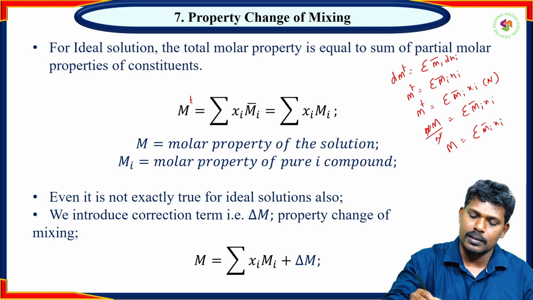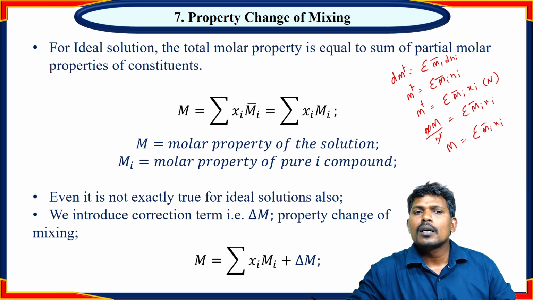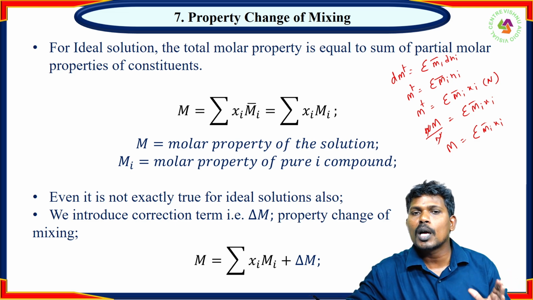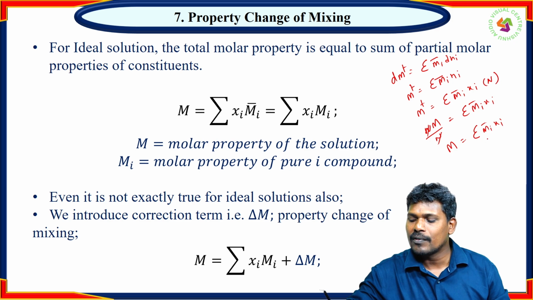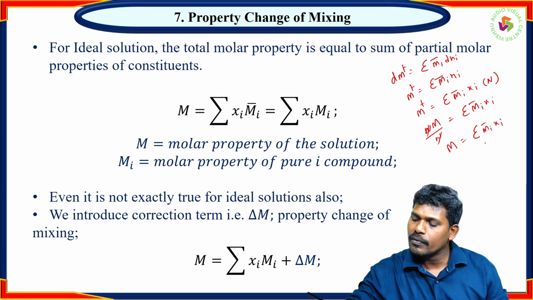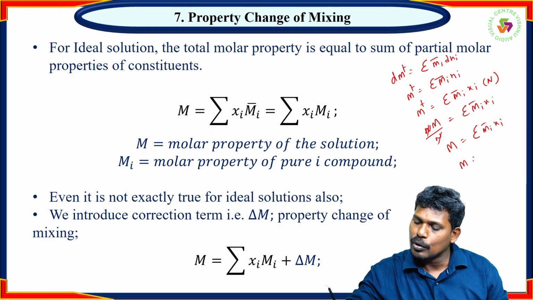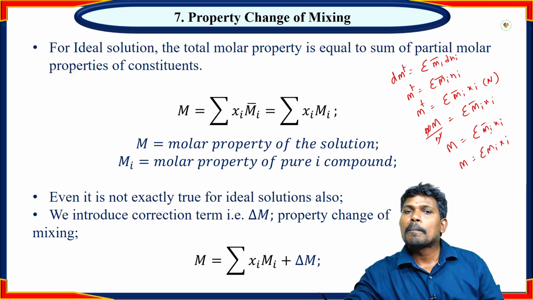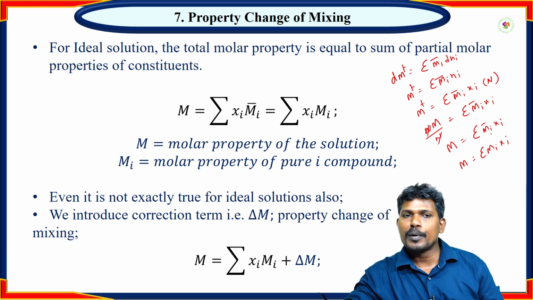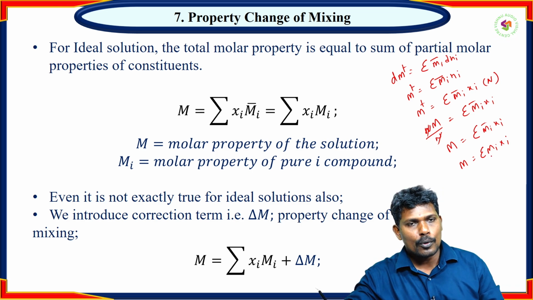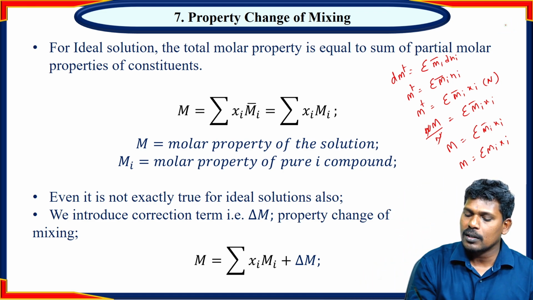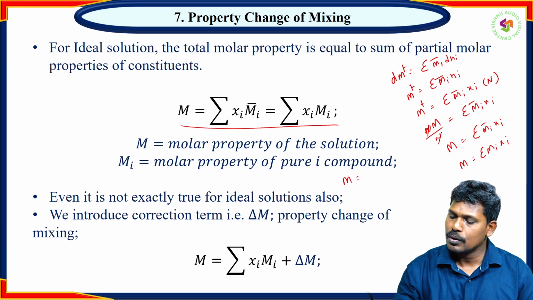This M represents the molar property, not total, the molar property of a solution. Molar property of a solution is equal to summation of Mi bar into xi. So for an ideal solution, for an ideal mixture, M is equal to summation of Mi into xi, because for an ideal mixture, the partial molar property is equal to the pure compound molar property. So we got M is equal to summation of xi into Mi.